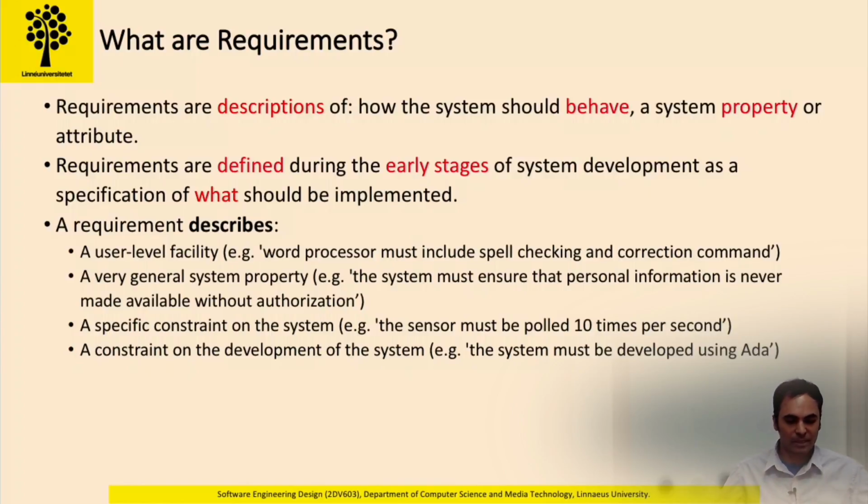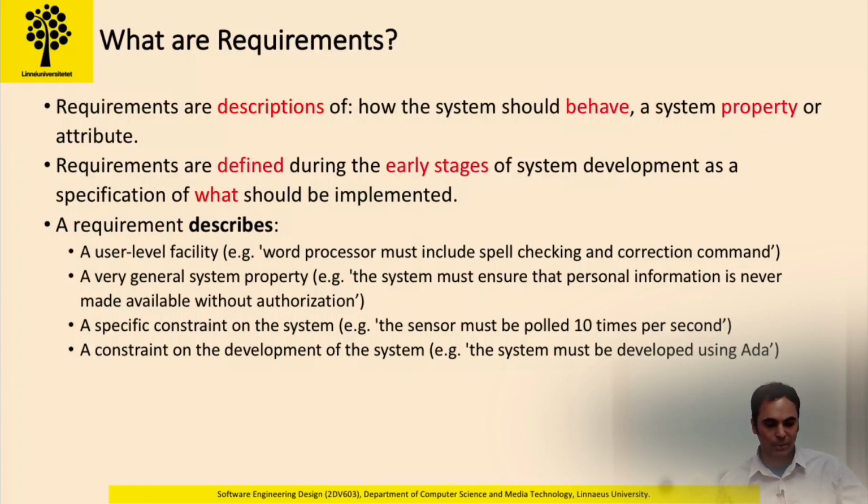Then we also have a specific constraint on the system. So let's say we have a device that reads sensors, and we want those sensors to be read every second, but 10 times or maybe 100 times. So this is a very specific constraint on the system.